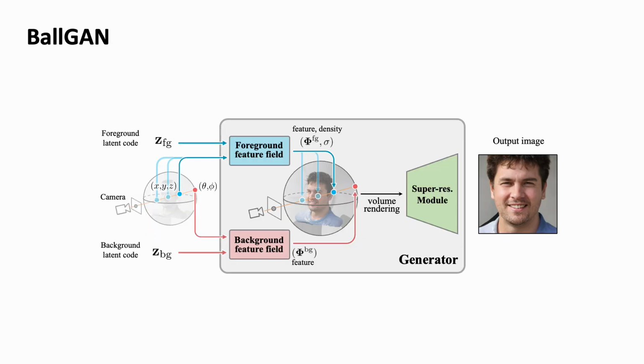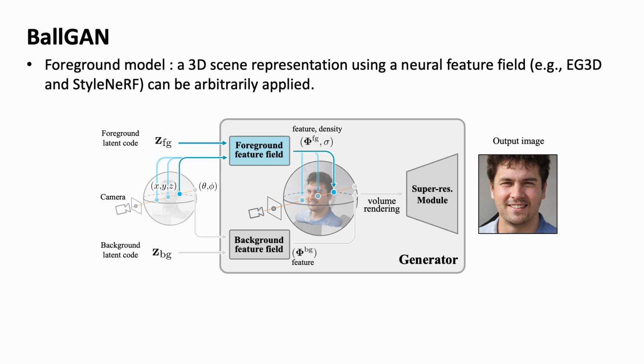Here is the overview of the BallGAN generator. Our generator consists of two backbone networks for foreground and background representation. The foreground model receives the foreground latent code and 3D ray points to output the feature vector and volume density. The foreground network can adapt arbitrary 3D scene representations such as a triplane or NeRF. BallGAN uses the triplane from EG3D.